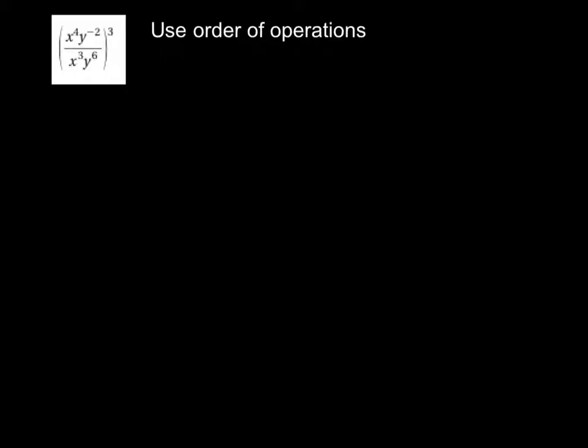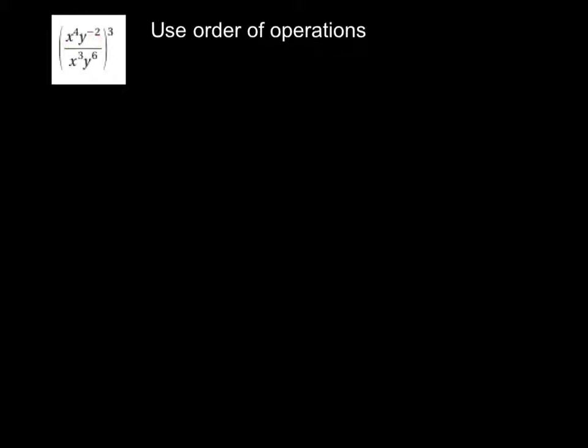Let's try an example quick where we can apply multiple properties of exponents. I think a good rule of thumb for working with problems like these, when we have, say, a bunch of expressions inside parentheses raised to another power, just start using order of operations. Work with what's inside your parentheses first, then deal with your exponents, then deal with multiplication or division or addition or subtraction.